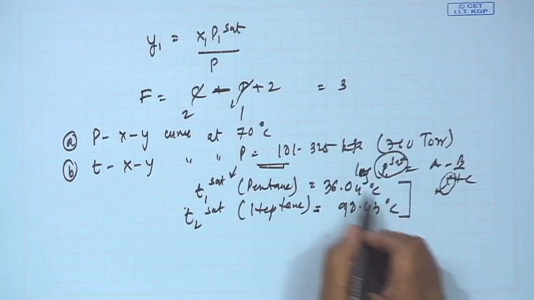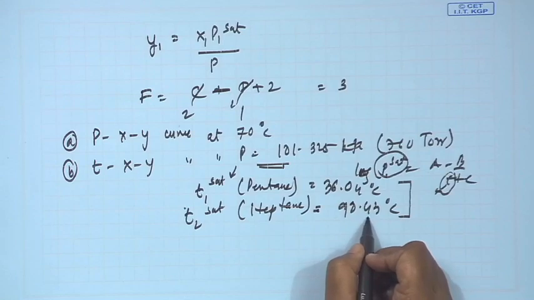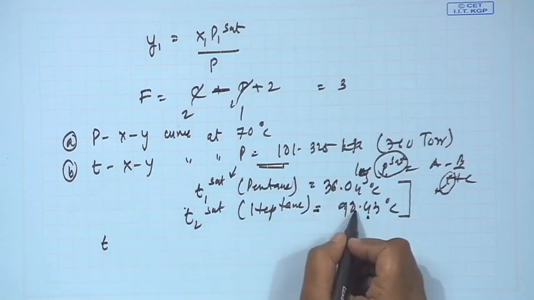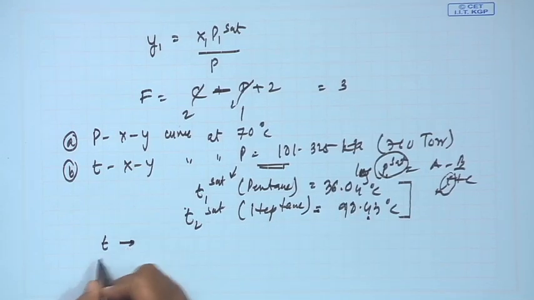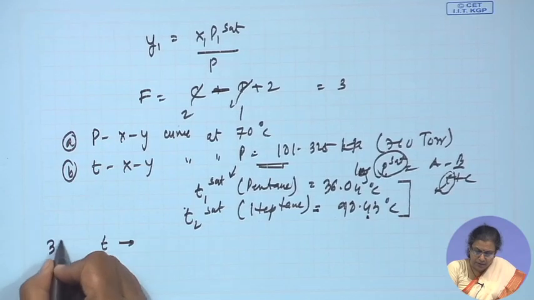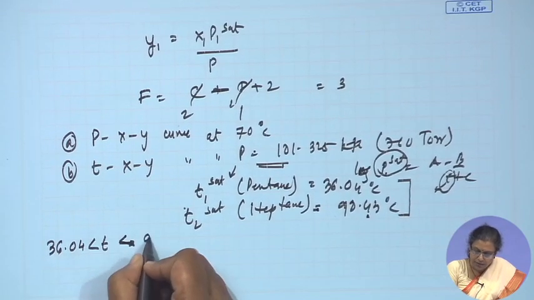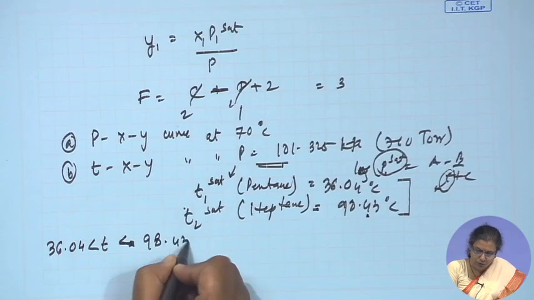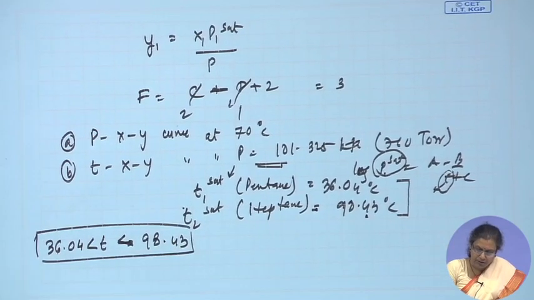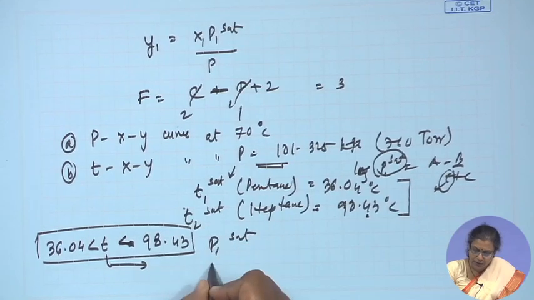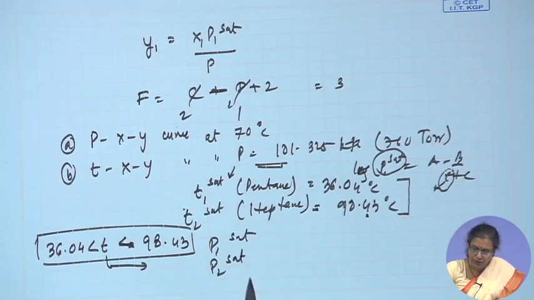So, it has to lie between 36 to 98.43 degrees centigrade. So, what we do? We choose any particular temperature between these two. For that particular temperature, say it is 36.4, it is greater, and this is 98.43. We choose a temperature here. And then for that temperature, we find out P1 saturated, we find out P2 saturated.